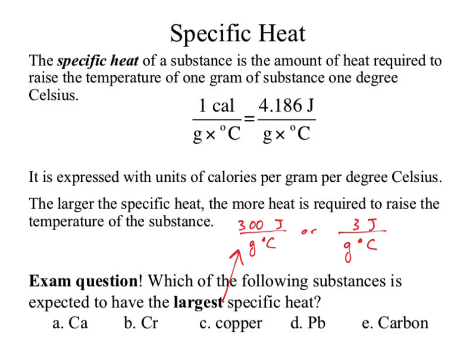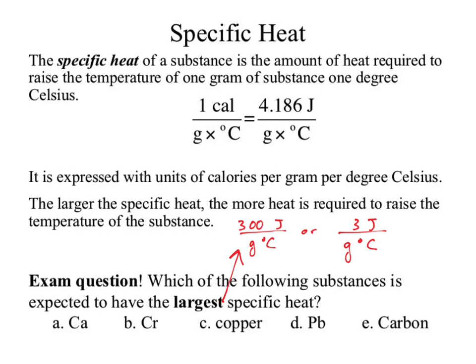Which of those would be a large specific heat? 300 joules or 3 joules? 300, because it's a larger number. What does that number mean? For me to get a gram of the substance to go up by 1 degree Celsius, I have to put in 300 joules of energy. In the other case, I have to put in 3 joules of energy. So I put in less energy and I get the same temperature change.